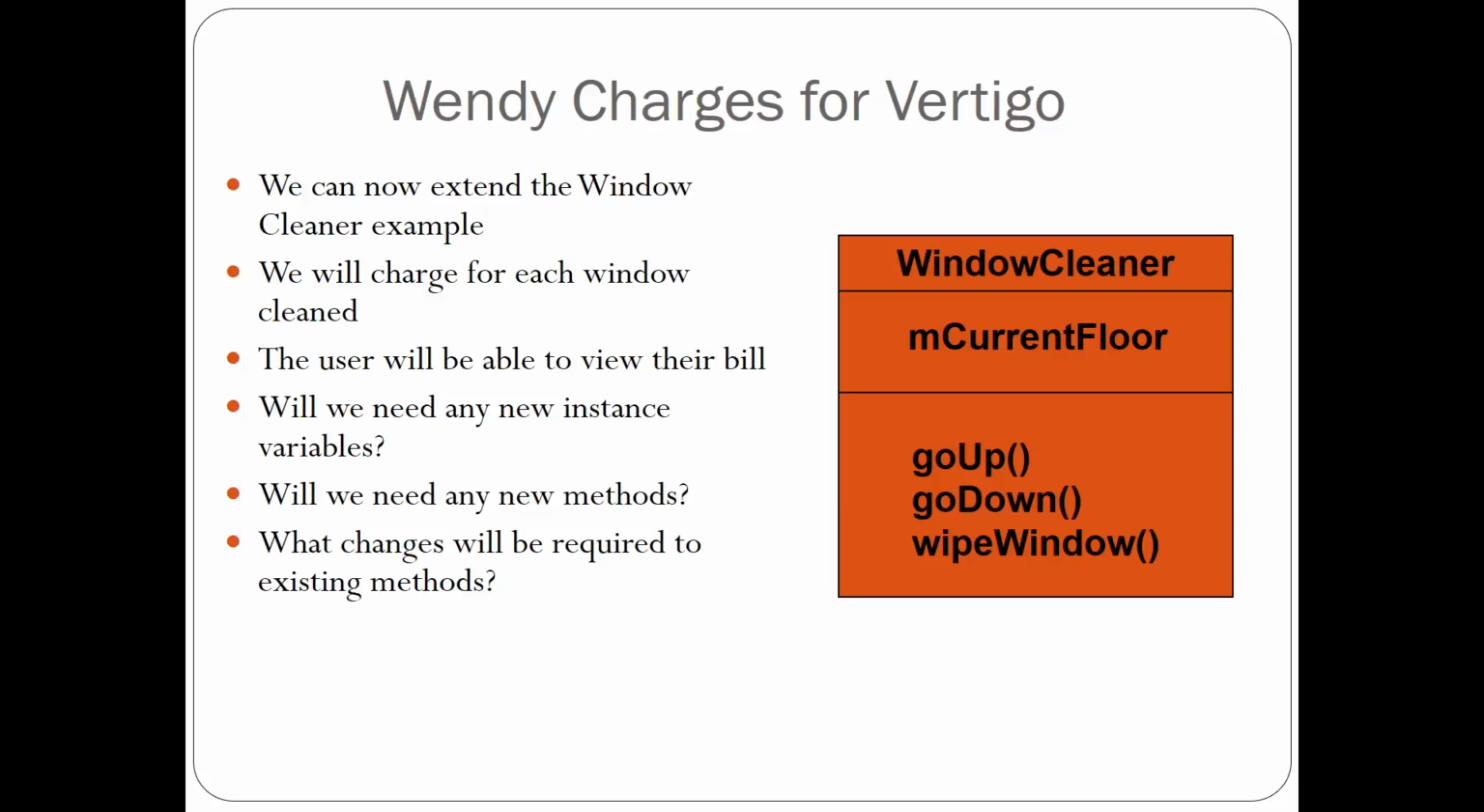So first thing we're going to have to think about is, do we need any new instance variables, and do we need any new methods that need adding to this existing UML diagram, and of the methods that already exist, do we need to make any alterations to them to accommodate our new functionality? So again, a couple of minutes, pause the video and see if you can come up with a new UML diagram.